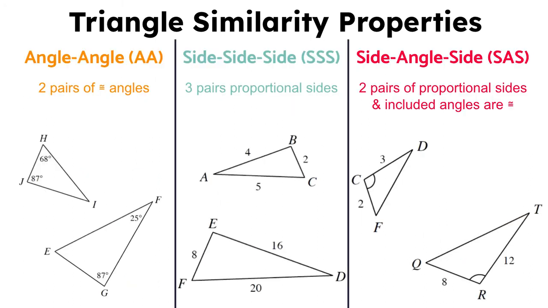So here's a summary of the three triangle similarity properties. We've got angle, angle, side, side, side, and side, angle, side.